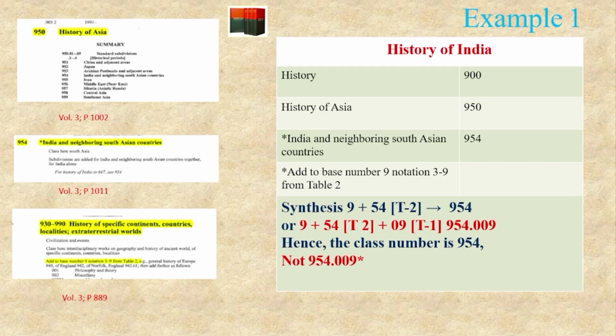950.009. Here it is in red mark as it is the wrong procedure, as there is an instruction in DDC that if the form or viewpoint is inherent in the subject itself, the standard subdivision -09 is redundant. So in that case, it is redundant. Hence, the class number is 954, not 954 decimal point 009. And on the left side, there is a screenshot from the class number, marked in yellow. So you can check physically in the schedules.